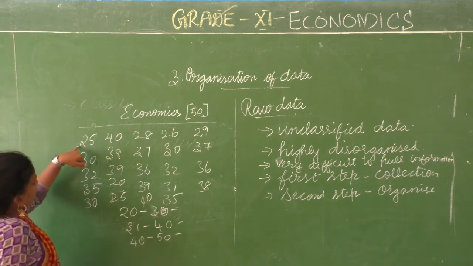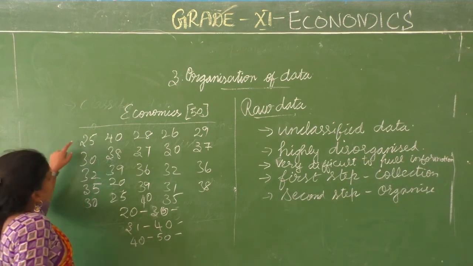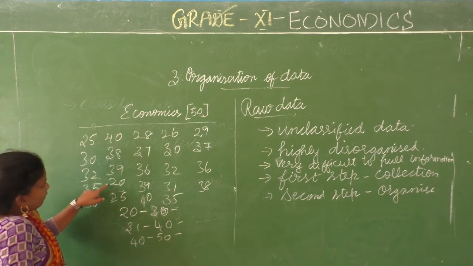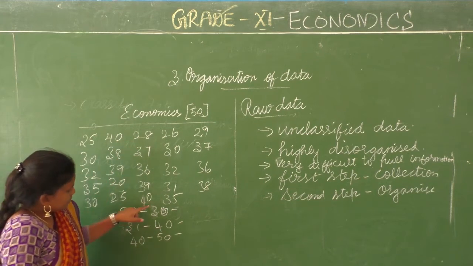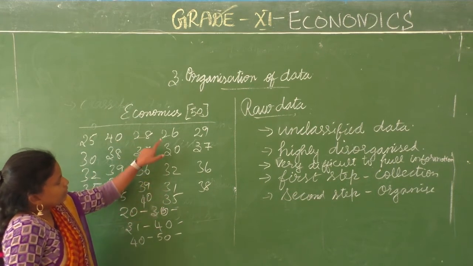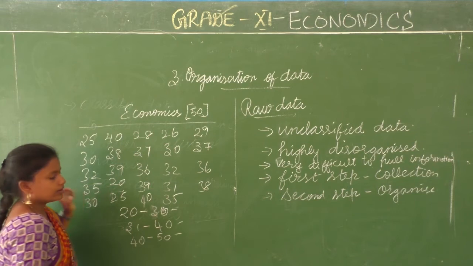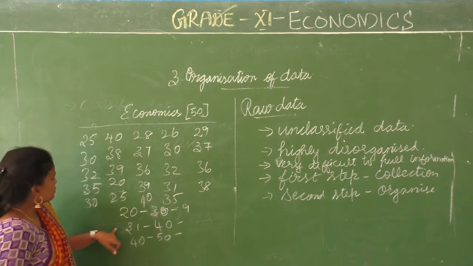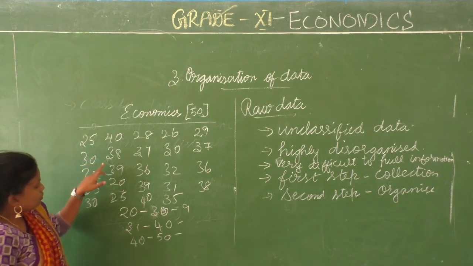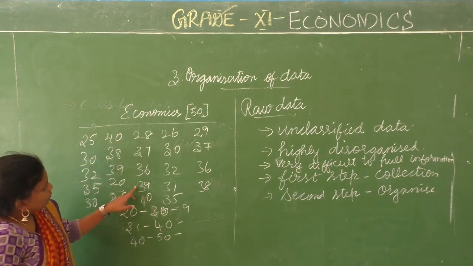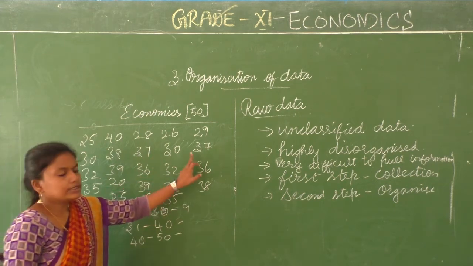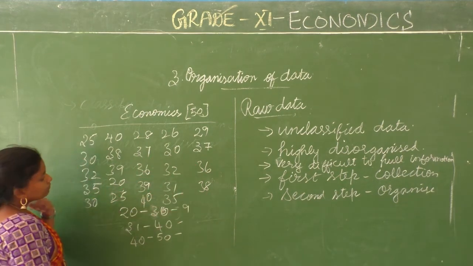So from 20 to 30, how many have scored? 1, 2, 3, 4, 5, 6, 7, 8, 9. Nine students have scored 20 to 30. Then I choose 31 to 40. 1, 2, 3, 4, 5, 6, 7, 8, 9, 10, 11, 12.